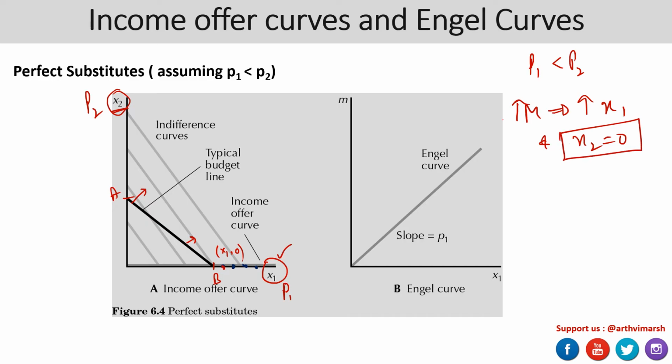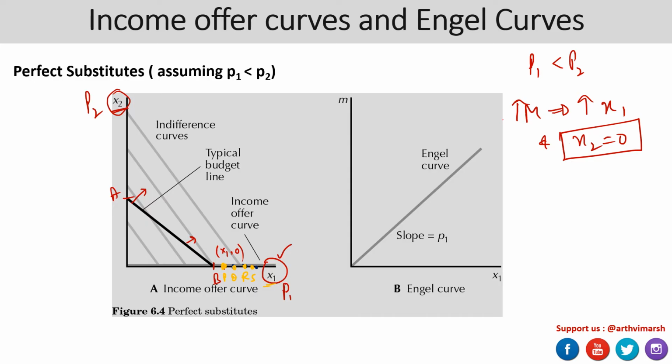And if I talk about the income offer curve, the income offer curve is essentially coinciding on this line because it is the locus of the optimal bundles. Beyond this point, because these are perfect substitutes and this commodity is cheaper, your optimal bundles are always going to lie on this budget line, I mean along this line. Like we had P, Q, R and S, they will be along this line. So this is what it essentially implies.